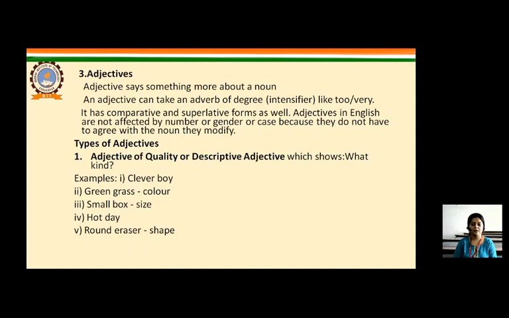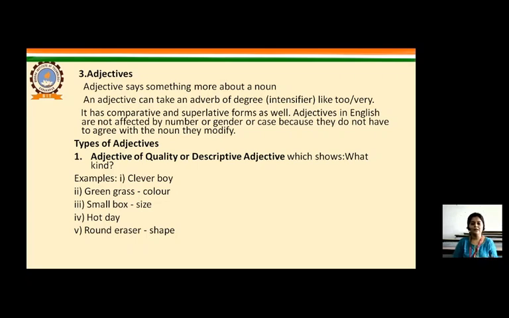It shows what kind. As I told you, a black pen. So what type of pen? A black pen, maybe a black ink pen that has ink which is black in color. Examples: clever boy, green grass. Again, green is here describing the color of that grass. Small box, so the size of the box. A hot day, so the temperature of the day, here it is hot. Round eraser, so again the shape of the eraser, that is round.